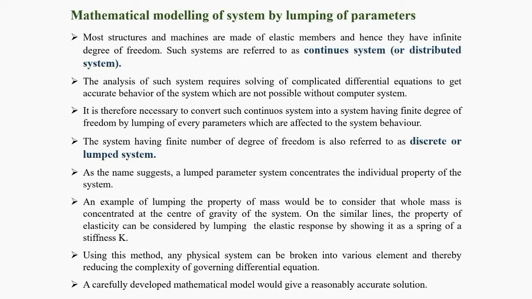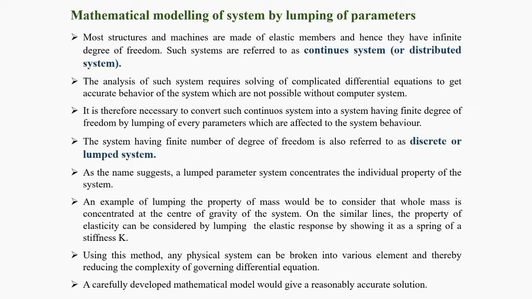So any physical system can be broken into a number of basic elements and we can build a mathematical model. Most machines or structures made of elastic members will have infinite degrees of freedom. It means the system would be a continuous system, or we can say a distributed system. To analyze such a system we need to convert this continuous system into a system having a finite number of degrees of freedom. We can do this by lumping of parameters.